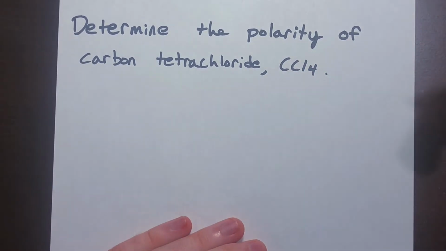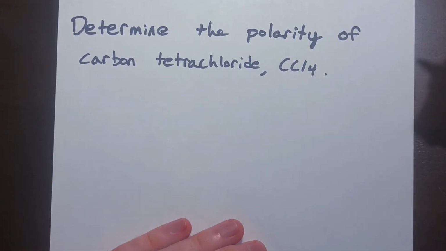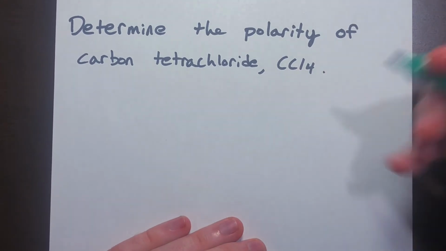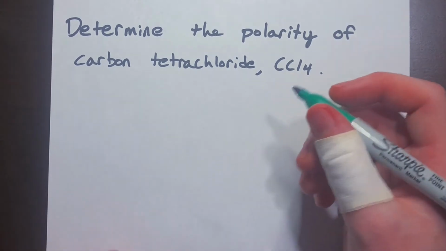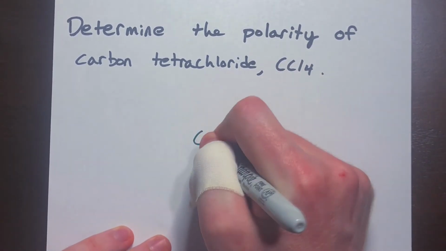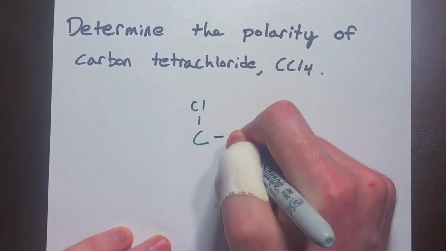So the next question is just determine the polarity of carbon tetrachloride, which is CCl4. And the first thing you have to do for any of these polarity problems is draw the Lewis dot structure. So we know that this is just carbon with 4 chlorine atoms around it.